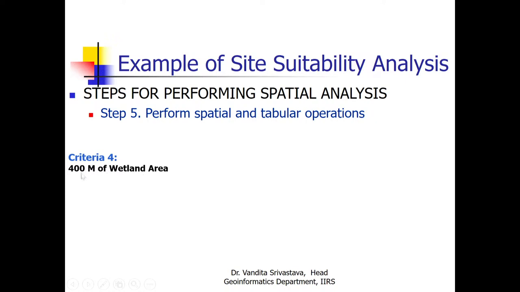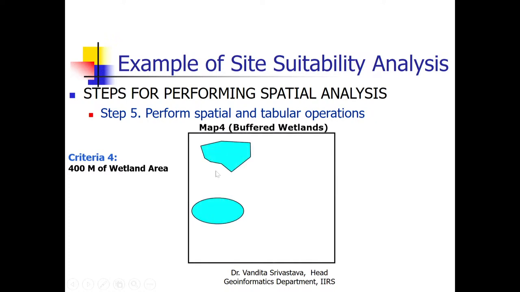So let us say we have, okay, then one more criterion was there about the wetlands. So we said that within 400 meters of wetlands we will not log. So we will have to create a buffer of 400 meters. Let us say that we have created this buffer and it is like this. Let us say this is my buffered wetland map. So these areas also have to be removed from my study area.